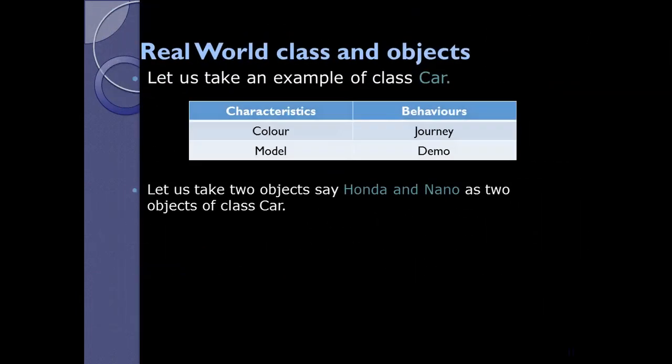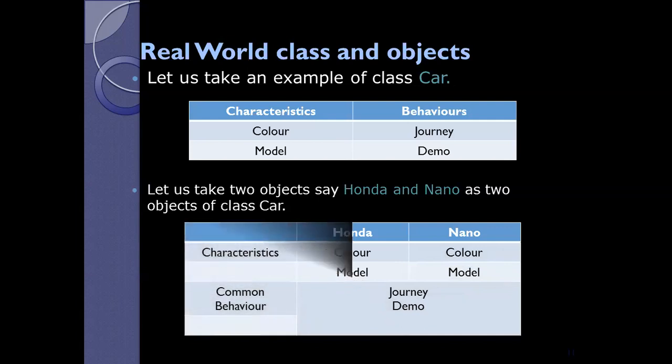Now let us take a few examples of real world class and object. Here I have taken an example of class car. So some of the characteristics and behavior defined in this class car are color, model, behavior, journey, and demo. Let us take an example of two objects, say Honda and Nano. These are the two objects of the class car.